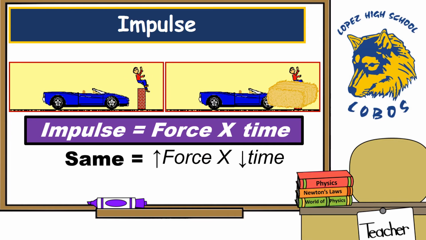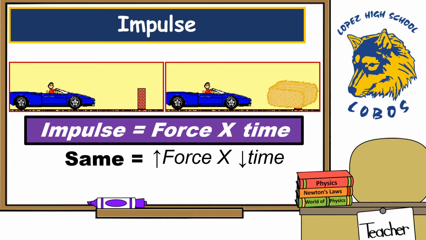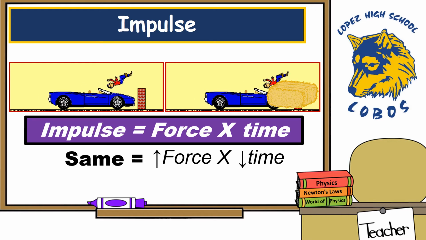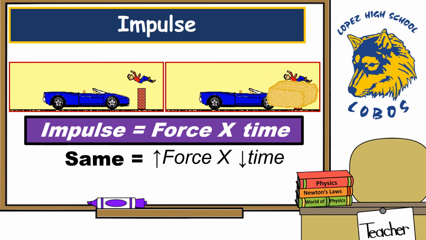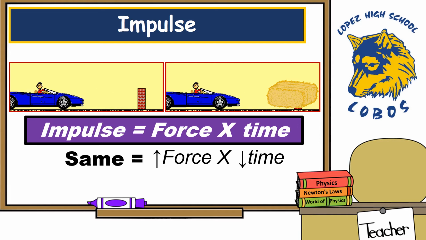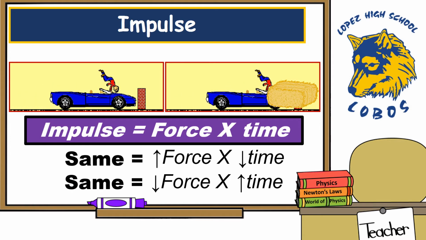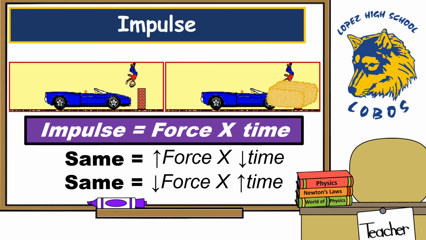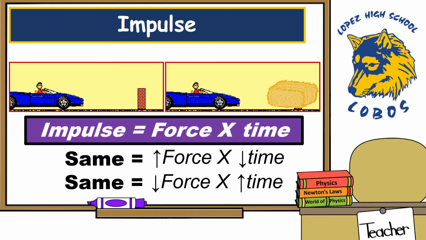For instance, the force on the car due to the wall is large, but that force only acts on the car for a small amount of time. Now let's compare this to the same car moving at the same speed, but this time hitting a giant haystack. The force on the car will be much smaller now because the moment of impact takes much longer, thus more time.